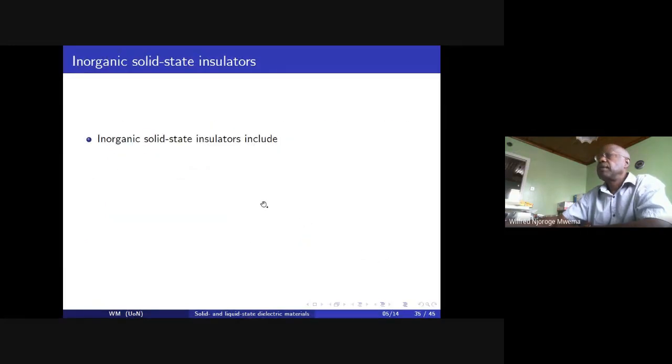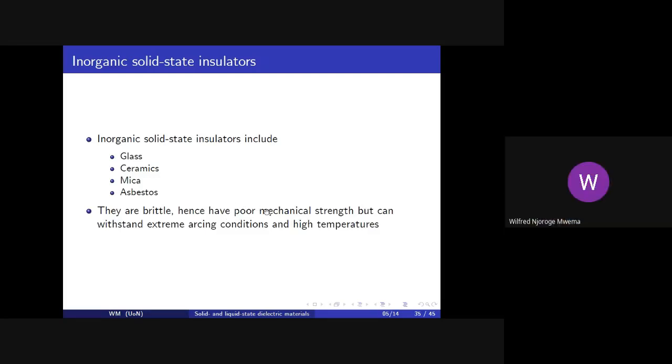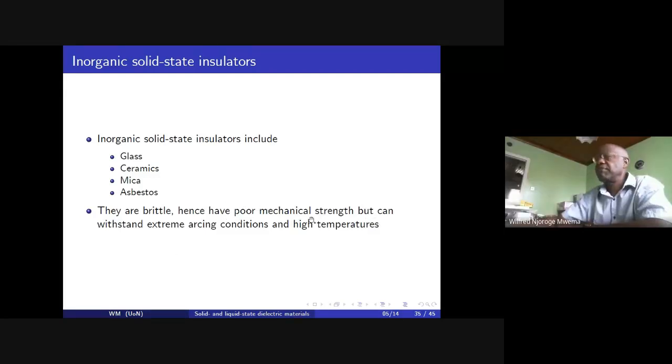The inorganic solid state insulators include glass, you have ceramics. Ceramics are oxides of metals, which are compacted and fired to high temperatures to fuse. Then we have mica, and we have asbestos, and they are brittle and hence have poor mechanical strength, but can withstand extreme arcing conditions and high temperatures.